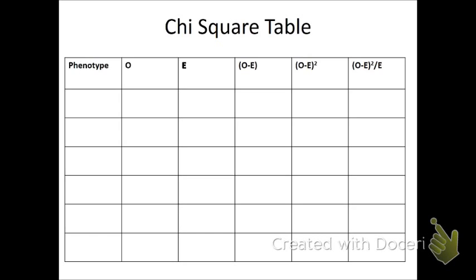Alright, so whenever we're calculating a chi-square statistic, the first thing that we want to do is make a chart. And we want the chart to have the labels that you see up here. Phenotype, O stands for observed, E expected, O minus E quantity squared, and O minus E quantity squared all over E. So the phenotypes are the possible outcomes. In this particular example, those would be our colors of M&Ms. So our colors were red, we'll just write R for red, brown, yellow, green, and orange.